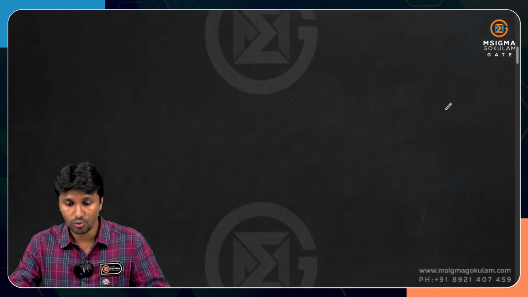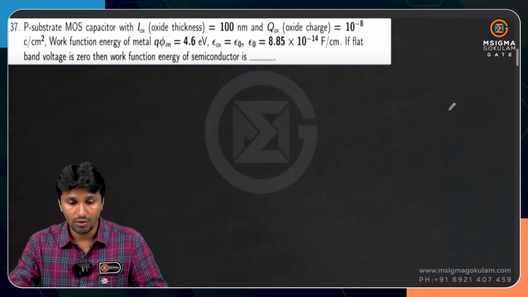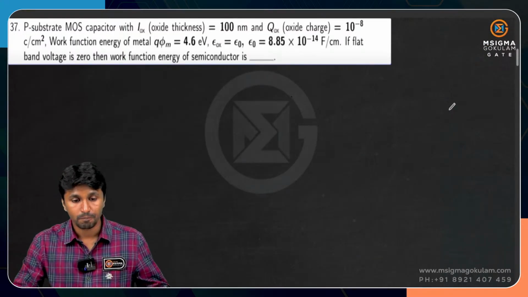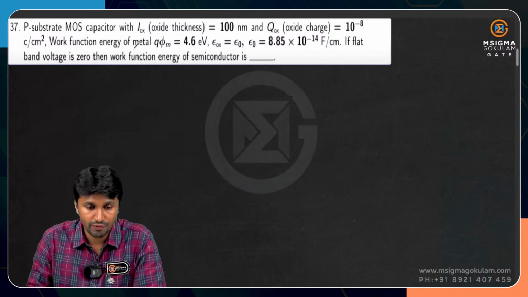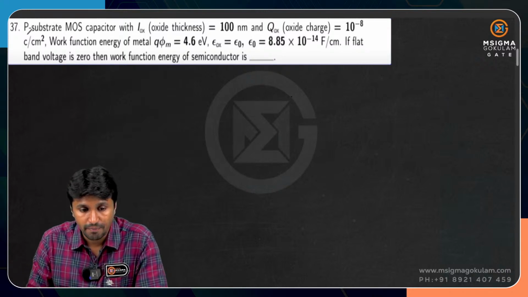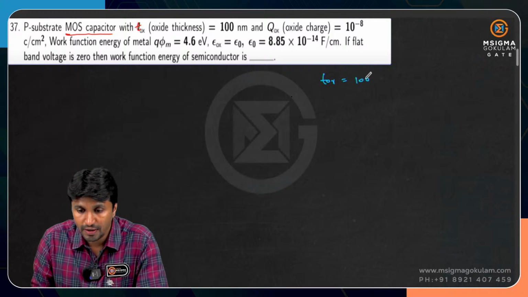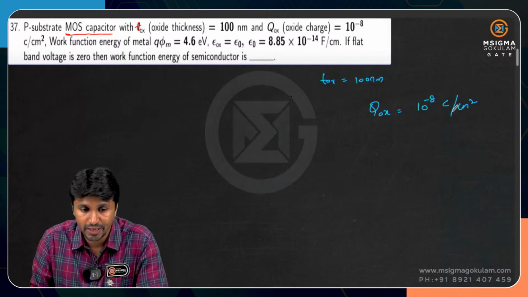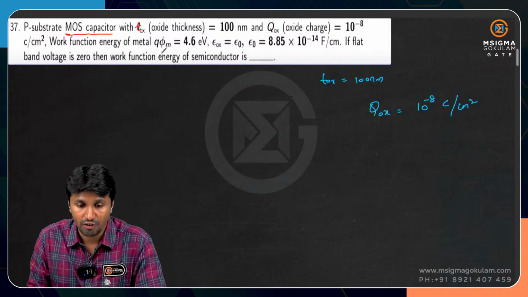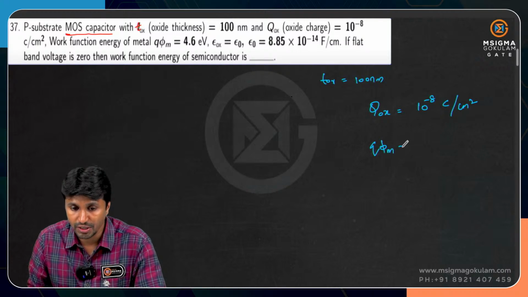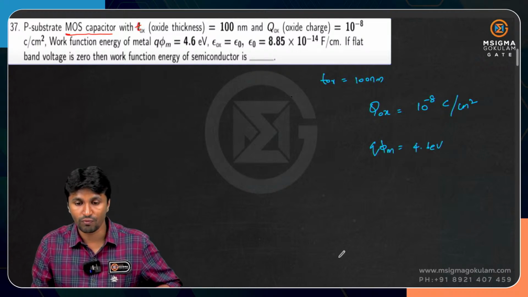Now let us move on to the next problem. This is also a bit tricky. Read the question carefully. P substrate MOS capacitor with oxide thickness Tox equal to 100 nanometers, oxide charge equal to 10 raised to minus 8 coulomb per centimeter square, work function of metal, q psi m, is equal to 4.6 electron volt.